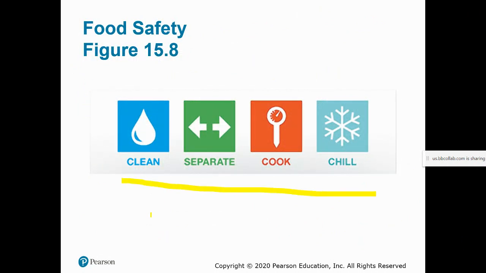Just a quick little pictorial overview of all those things. Clean your surfaces, separate raw meats and fish and eggs. Again, cook to appropriate temperatures and keep hot foods hot and cold foods cold.